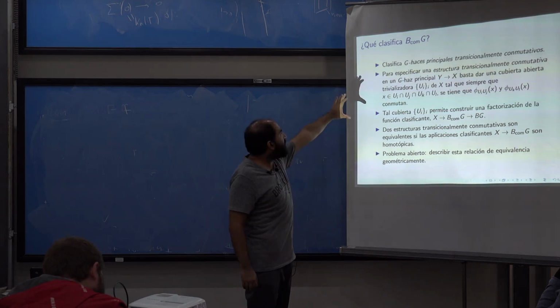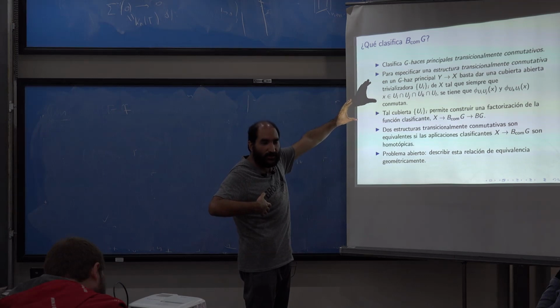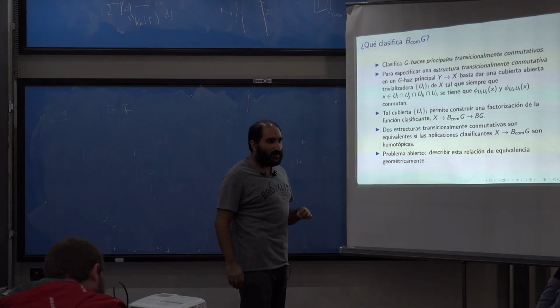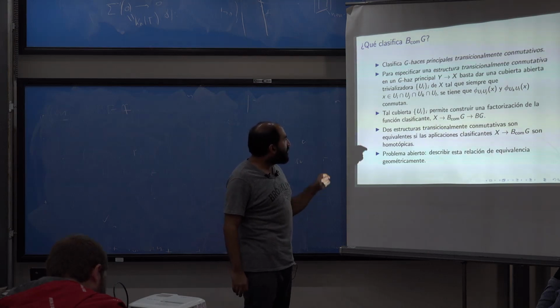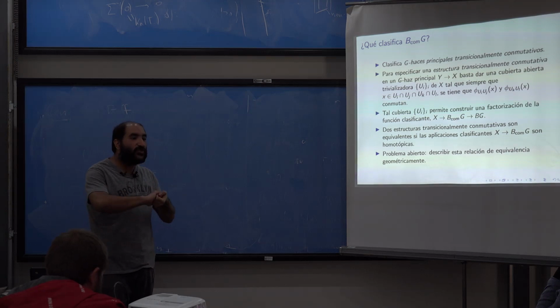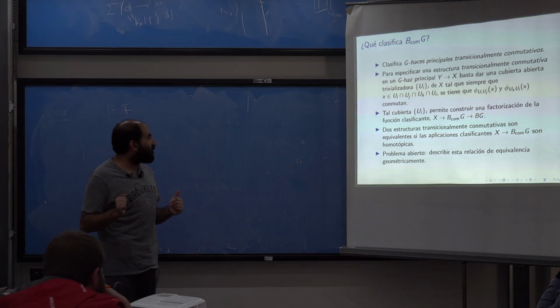Okay? So we'll say that this data, a cover for which the transition functions pairwise commute, specifies a transitionally commutative principal G bundle, which should have a shorter name. But then I still need to tell you when two such pieces of data specify the same transitionally commutative principal G bundle. And there we sort of give up and say, well, they specify the same one if the classifying maps are homotopic.